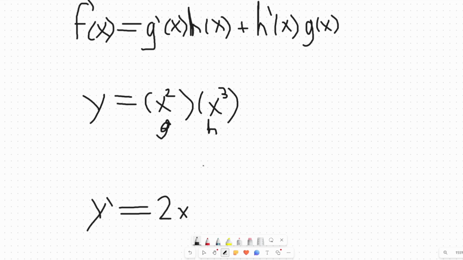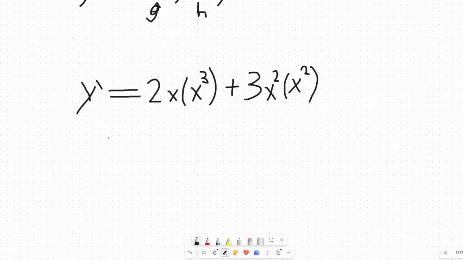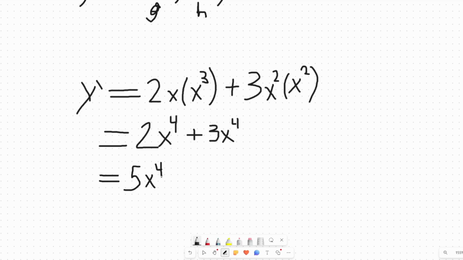times just h normal, so times x cubed, plus h prime. Now we take the derivative of x cubed, which is 3x squared, times just g of x, so x squared. Now we can multiply these in. So now we have 2x to the 4 plus 3x to the 4, which is just equal to 5x to the 4.